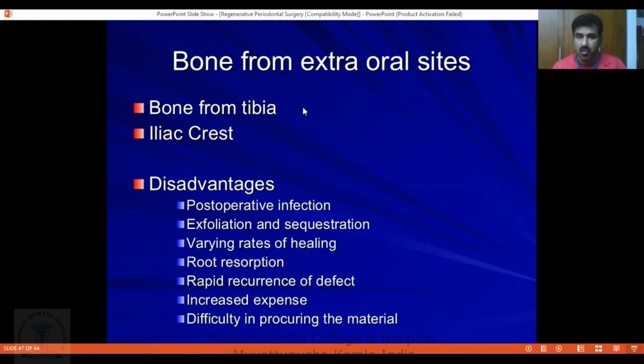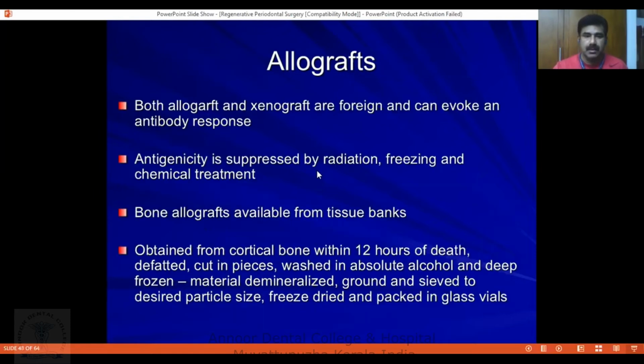The cost of the whole procedure is increased. And as I told you before, there is procuring the material and morbidity to the patient. So there are a lot of disadvantages. Only in situations where, in spite of all these disadvantages, you need a large amount of bone is it going to be advantageous to the patient. In such situations you take bone from external sites.